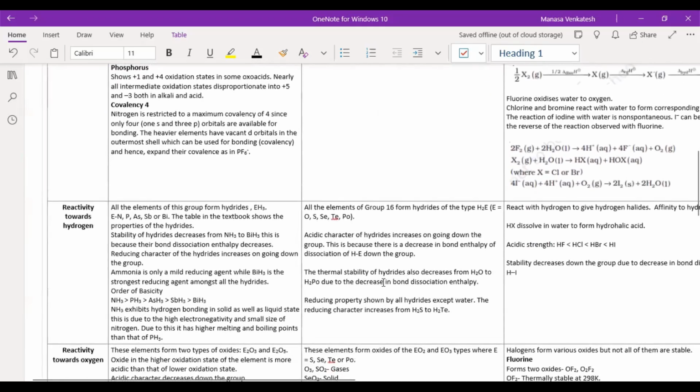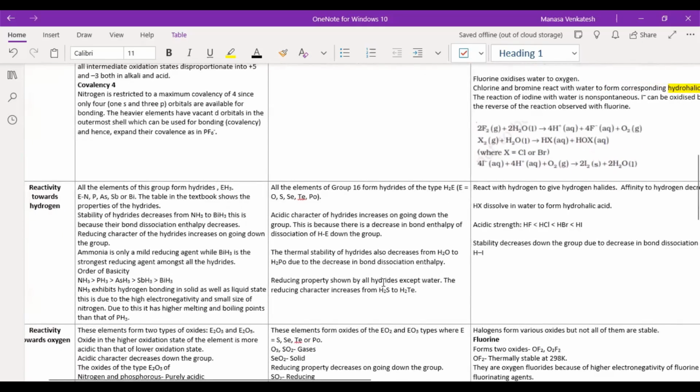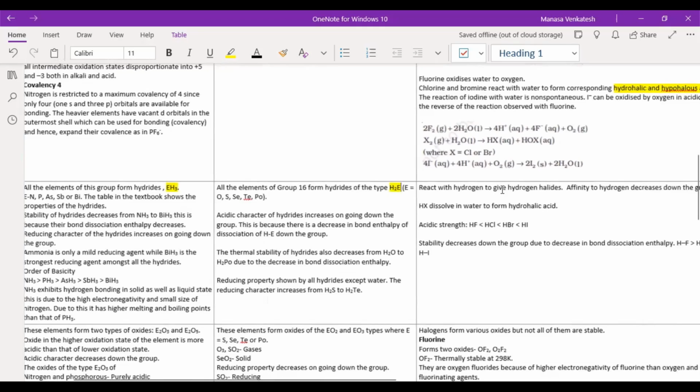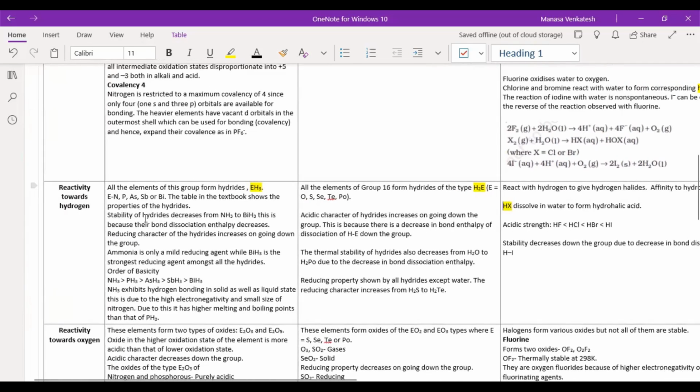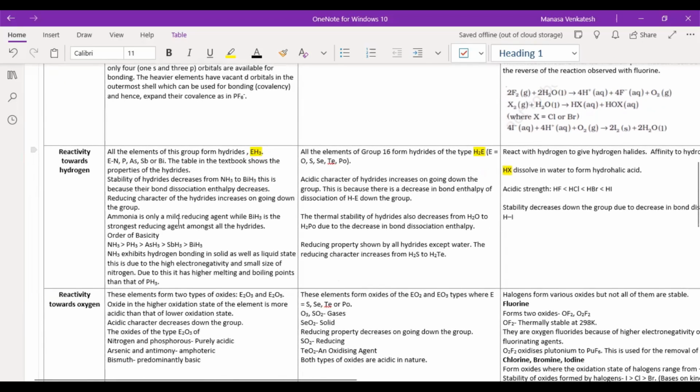The next is reactivity towards hydrogen. All of these three groups react with hydrogen. Now, when they react with hydrogen, they form something called hydrides. In case of group 15 elements, you have EH3 as the hydride forming. Group 16 elements form H2E, whereas group 17 elements form HX. E can be nitrogen, phosphorus, arsenic, antimony, and bismuth. And there's a table in the textbook which shows the various properties of these hydrides.